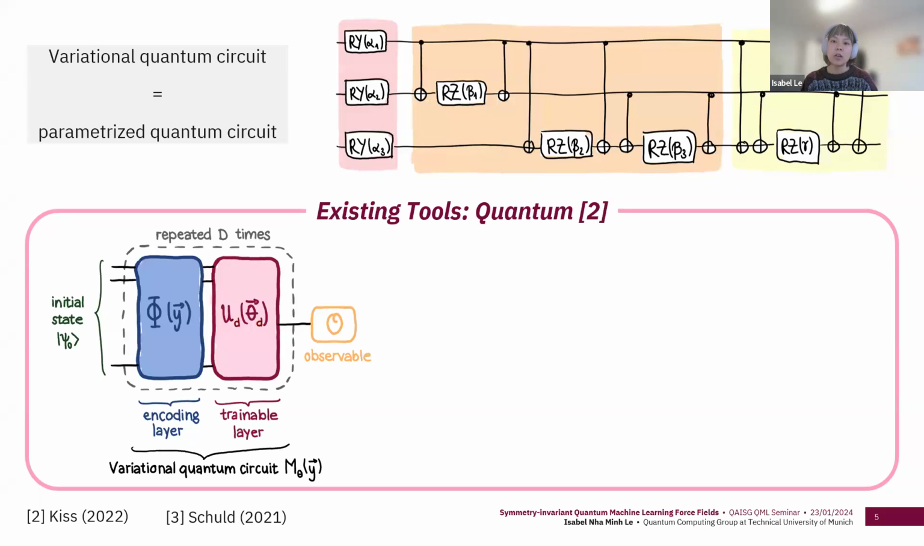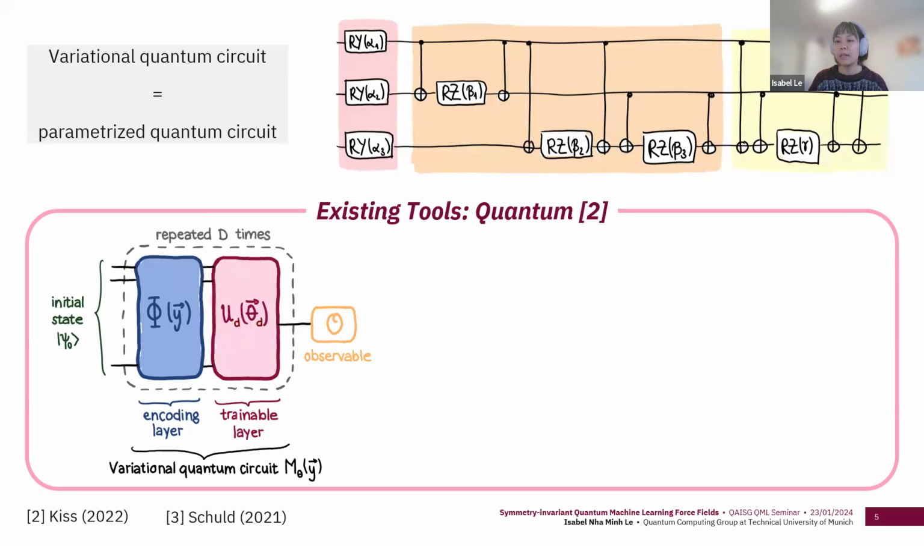Okay, so the actual quantum neural network that they used for learning force fields is depicted here in the lower left part. And this quantum neural network is such a variational quantum circuit that consists of a data encoding layer, depicted here in blue, and a trainable layer consisting of parameterized operations where the parameters are these parameters to be optimized.